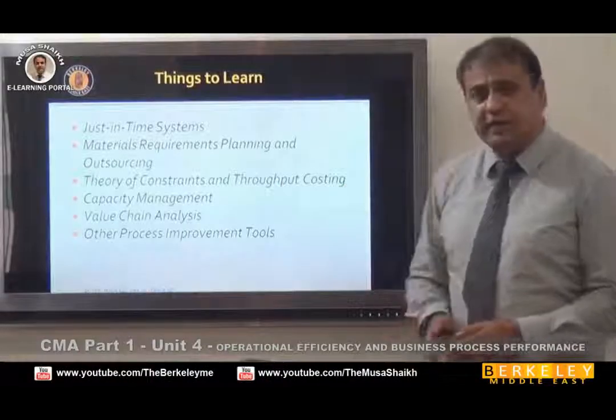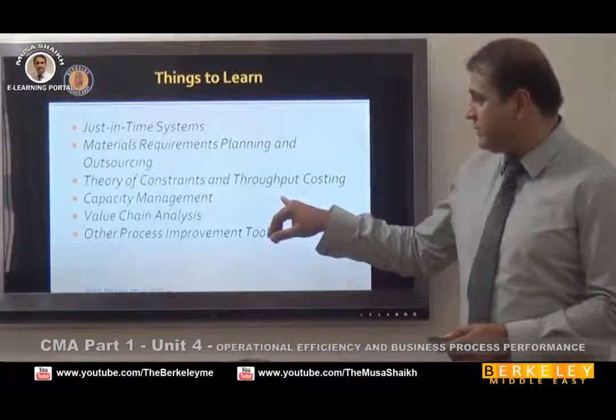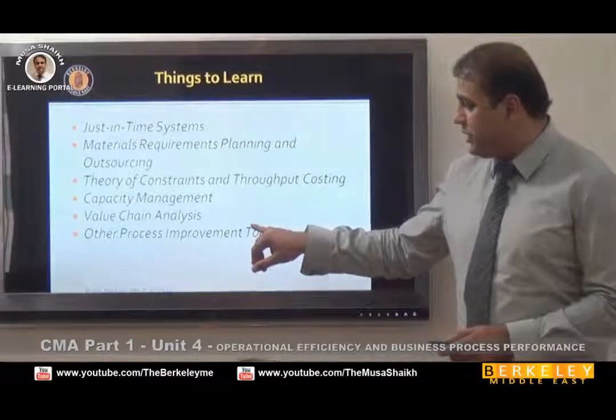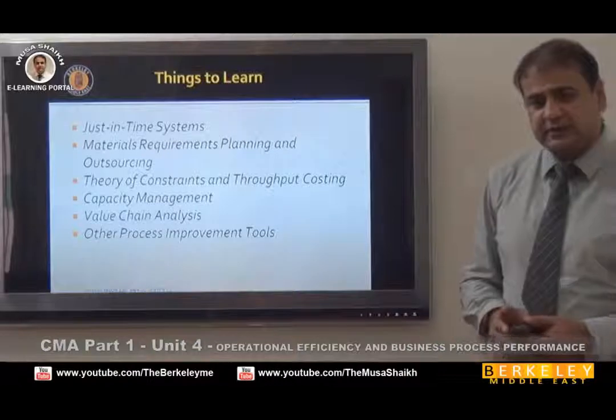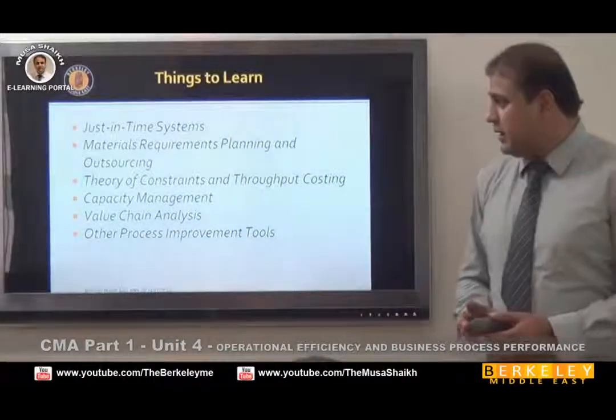Material requirement planning and outsourcing, and the theory of constraints and throughput costing, capacity management, value chain analysis, and in the last we'll discuss some other types of process improvement techniques.